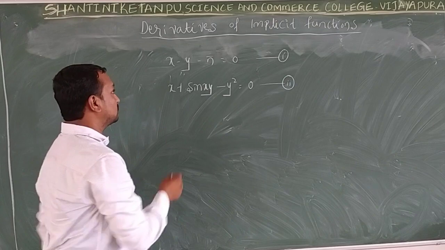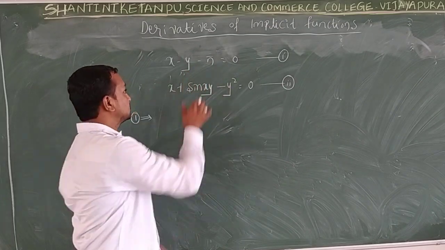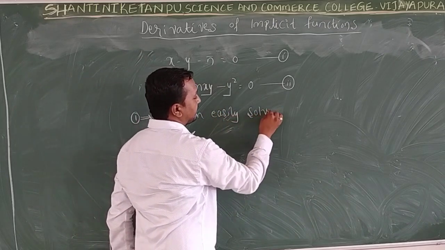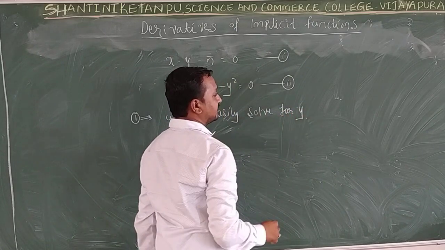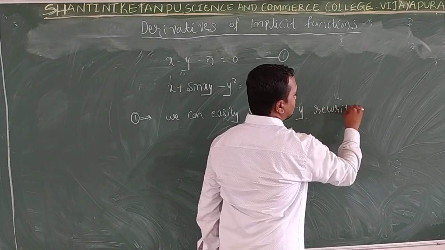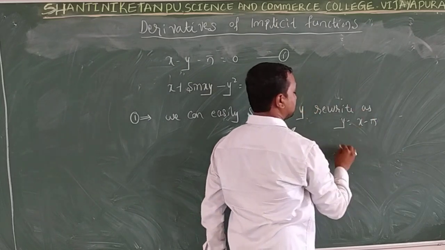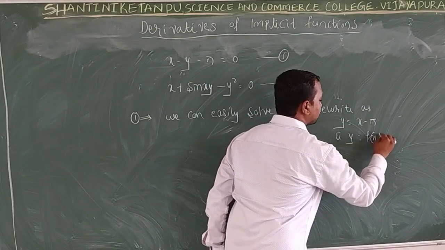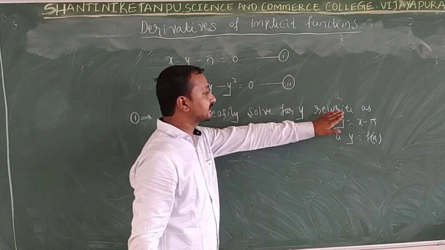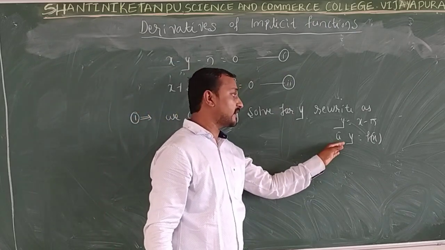In relation 1, we can easily solve for y. This equation is rewritten as y is equal to x minus 5, the form y equal to f of x. Clear that? So relation 1 can be easily solved for y. That is, we can rewrite this equation as y is equal to x minus 5. So that is the form y equal to f of x.